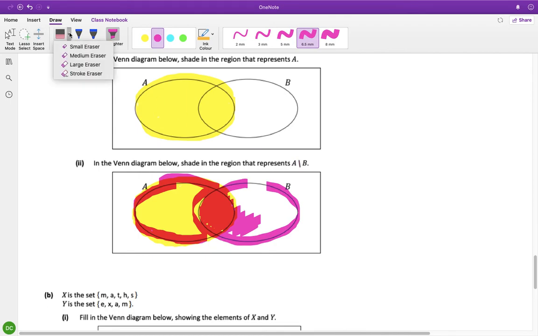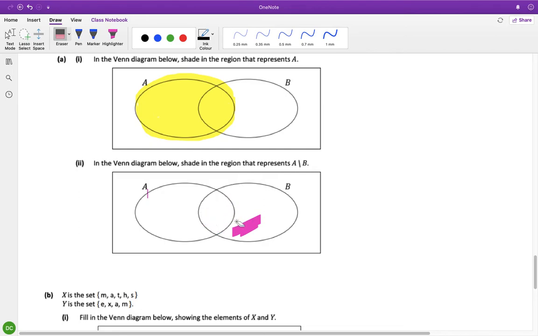Okay, so I'm just going to get rid of all of this colouring and shade in that bit I discussed. So this bit here is A once B is removed. Okay.